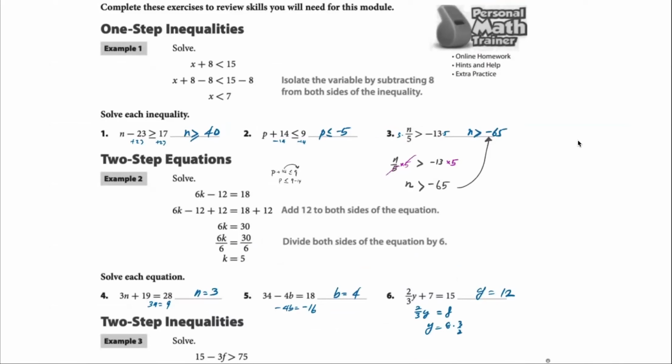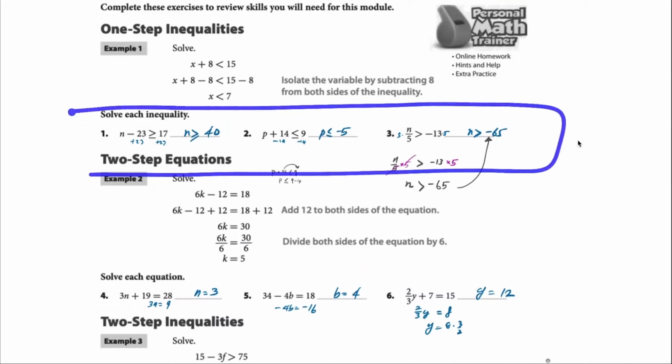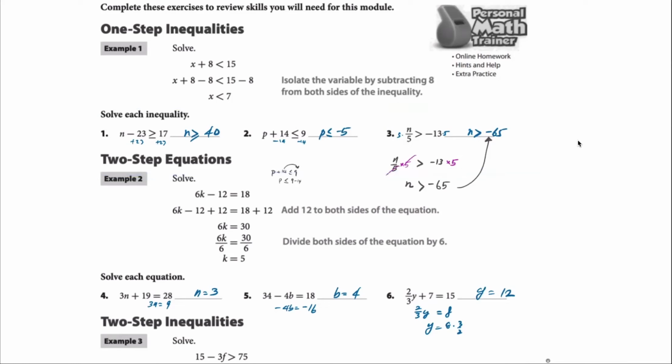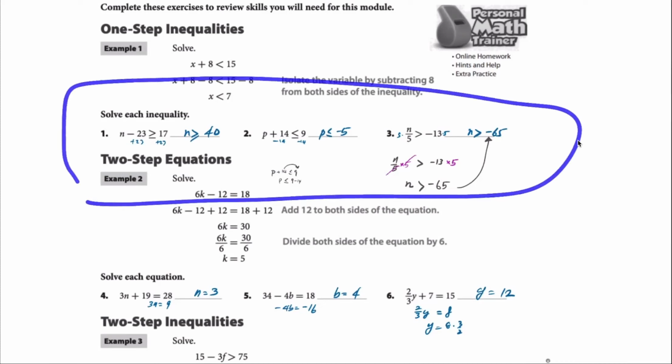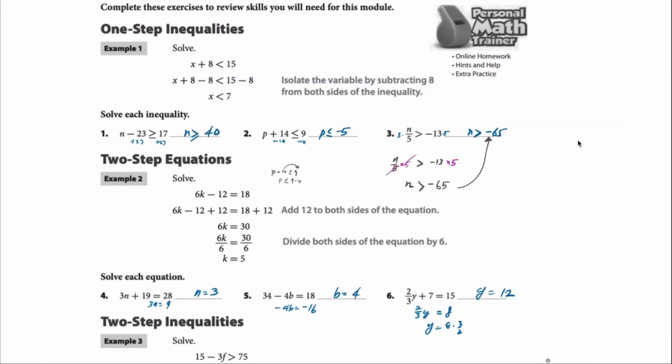The main idea behind this is that the way we do the inequality is essentially the same as you do the equation with one important exception, and that is not listed here, and we'll talk about that later, okay? Well, I'll tell you right now. Whenever you divide by a negative or multiply by a negative, you change the direction of the inequality.